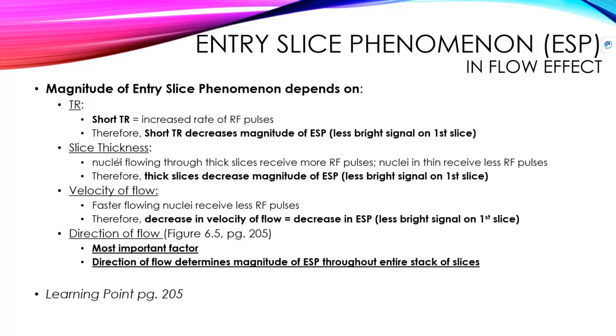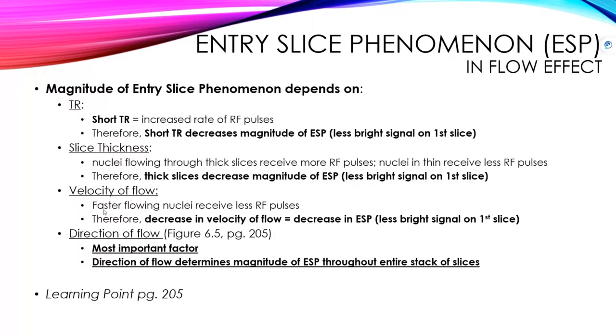Notice that in entry slice, we're also talking about slice thickness and velocity of flow. They're very much changing and interacting, but we're just going to focus on them individually for the purposes of understanding each of these phenomena separately. With thick slices, they're going to receive more of those pulses. They're going to saturate them out, which means they're not going to have as much of that entry slice phenomenon where the signal is bright.